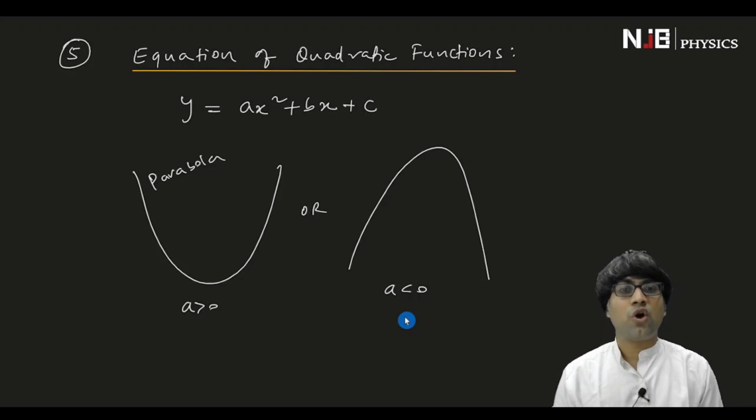Now let's talk about the constant c. What is this constant c? If you put x equal to 0, then you are going to get y equal to c. It means that c is the y-intercept of this graph.